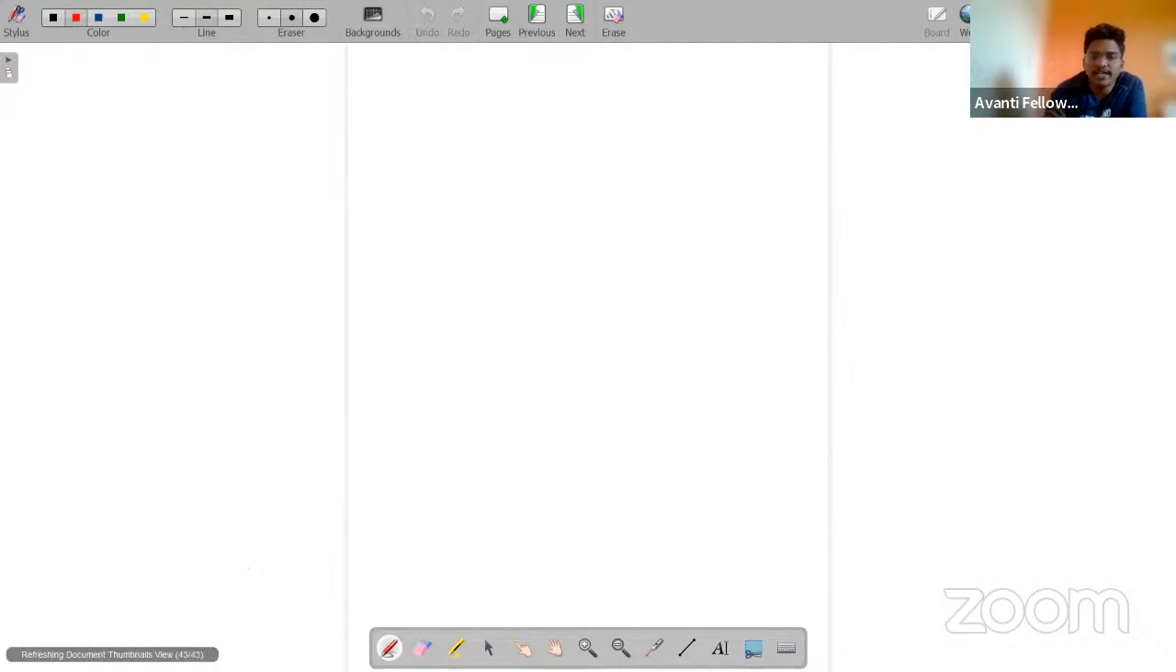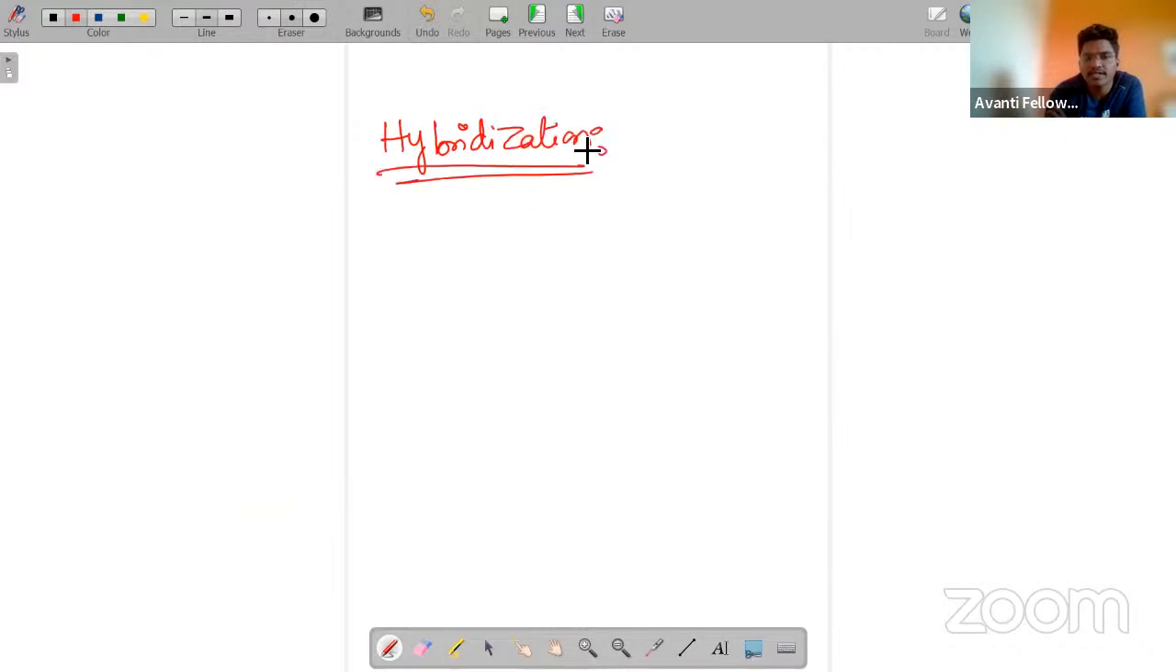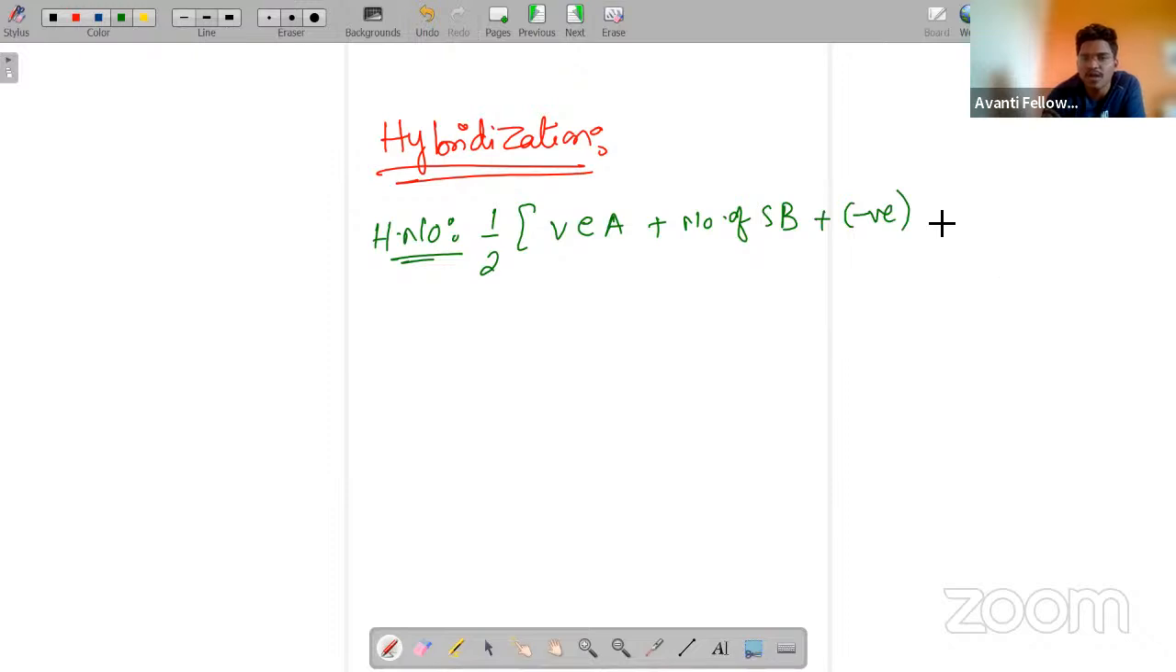Yes. So now next one is how to find the hybridization. How do you find the hybridization, guys? There is a formula for finding hybridization. Very important. Hybridization number can be calculated by half into valence electrons of an atom plus number of single bonds plus negative charge over the molecule minus positive charge of the molecule.